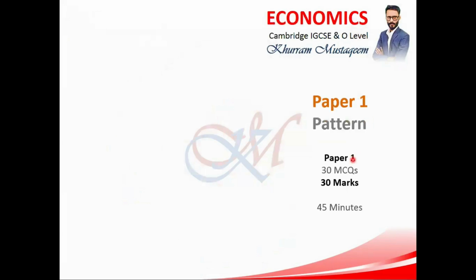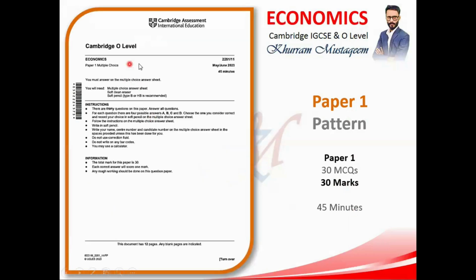Paper 1 is 30 MCQs, 30 marks, and 45 minutes to answer. You can find past papers on the internet starting like this: Paper 1 Economics, May/June 2023, 45 minutes. You will be given an answer sheet, and for every MCQ you will have 4 options, A, B, C, D, and you have to color the particular rectangle with a pencil. If the correct answer is A, you have to color the rectangle of A. I will show the answer sheet too in the next video.